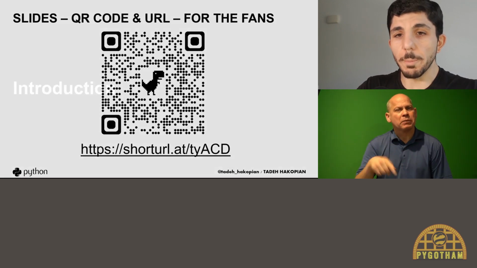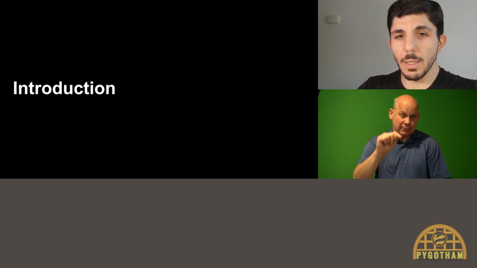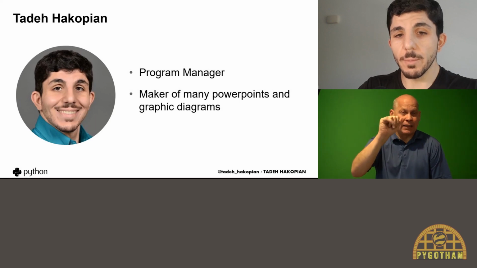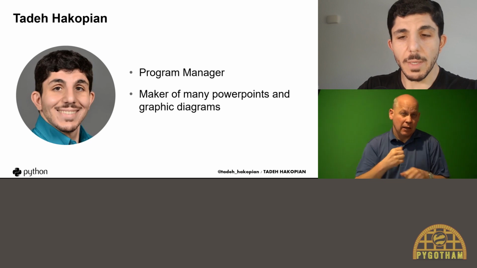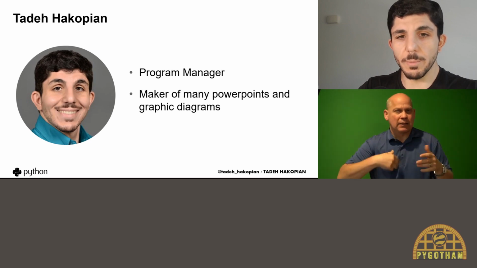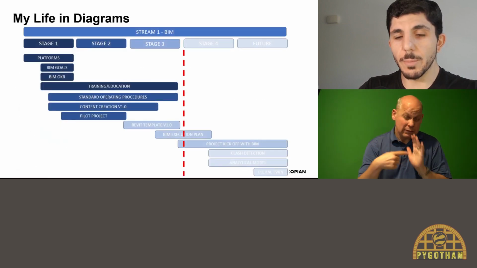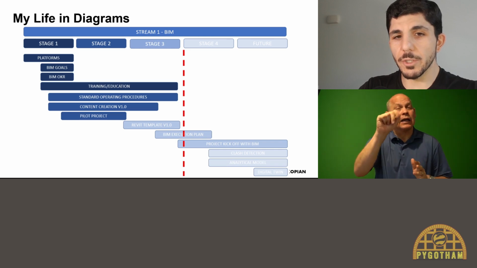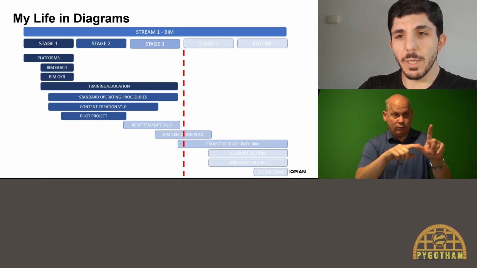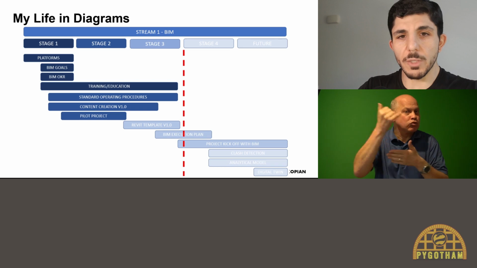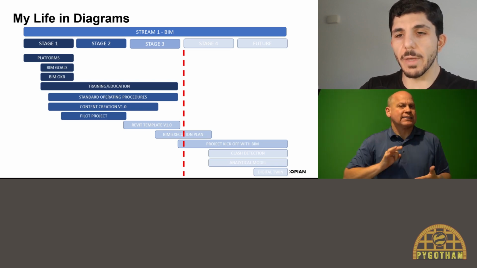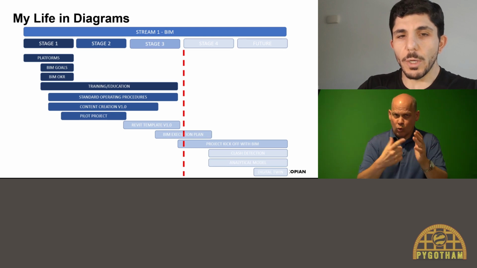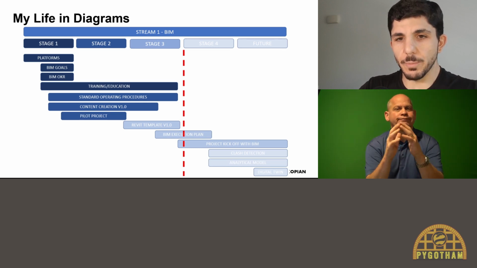A little bit about me. I am Tadeh Hakopian, Program Manager, working in system integration. I make a lot of diagrams for my team. For example, this one is a Gantt chart showing left to right a timeline of project delivery and top to bottom the priority and stacking of that content so I can show what goes first in our execution.